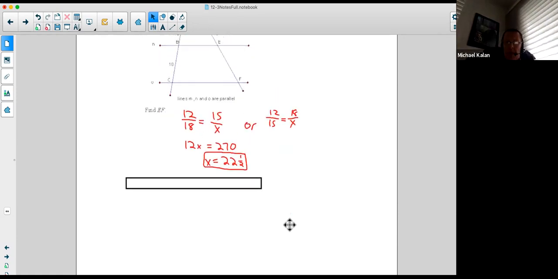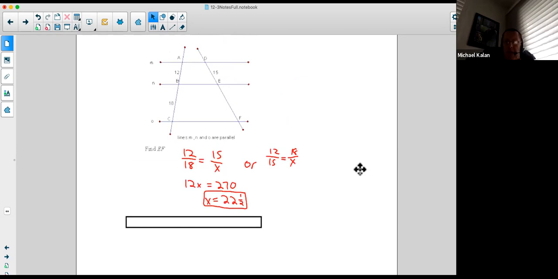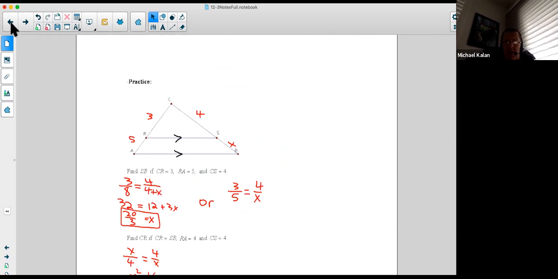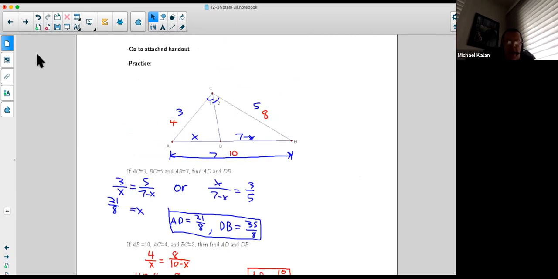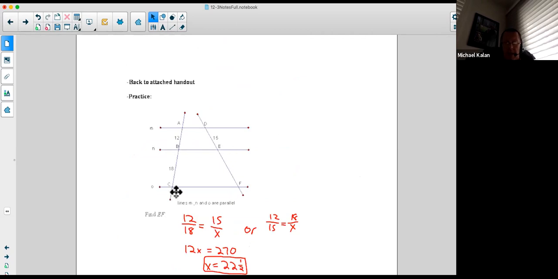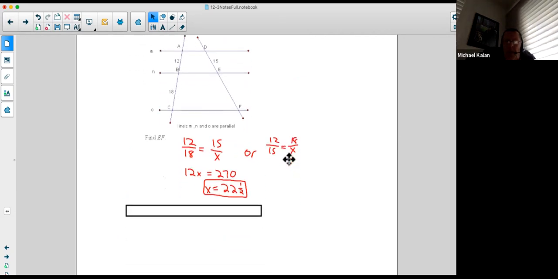All right. So hopefully that helps to explain and go through those 3 theorems that we did. The side splitter, I guess its converse, and then the angle bisector proportionality theorem, which we practiced right there. And then the parallels proportionality theorem. All right, wonderful. And that does it for 12.3.